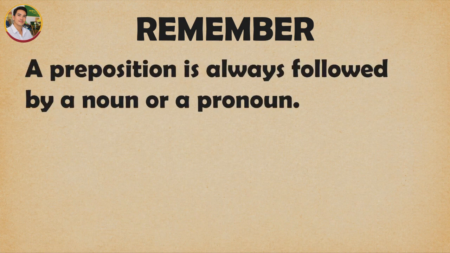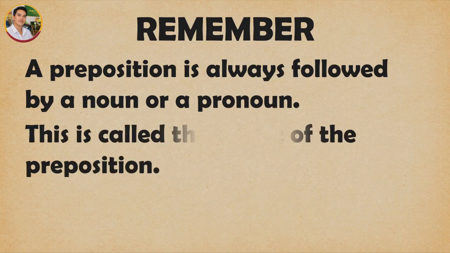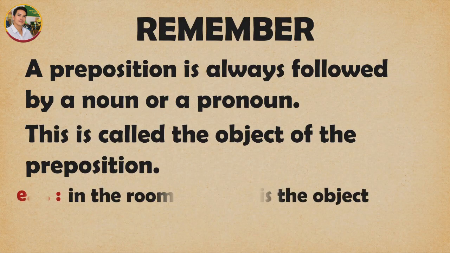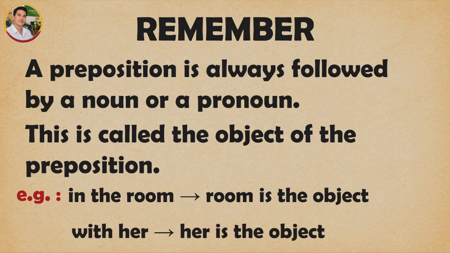A preposition is always followed by a noun or a pronoun. This is called the object of the preposition. Okay, everyone? I hope you understand about this. For example, in the room, it means the room is the object. With her, it means her is the object. So we never leave a preposition alone. I hope everyone understands this part.